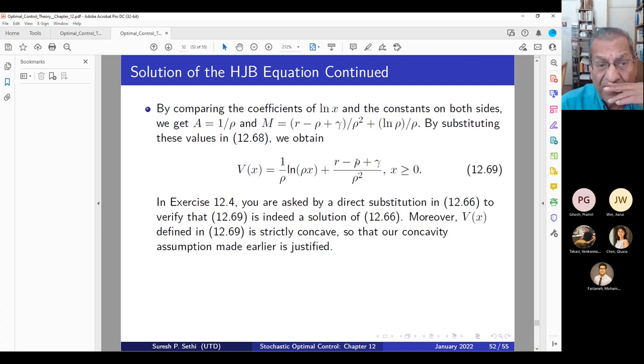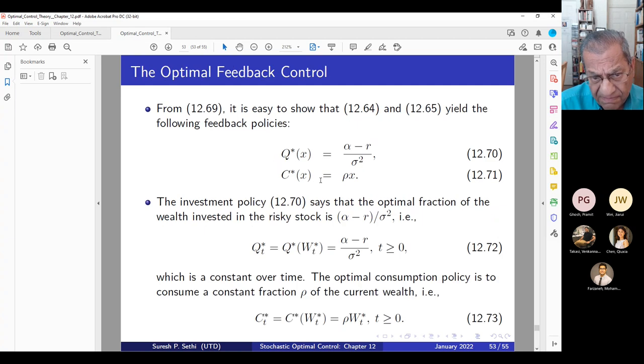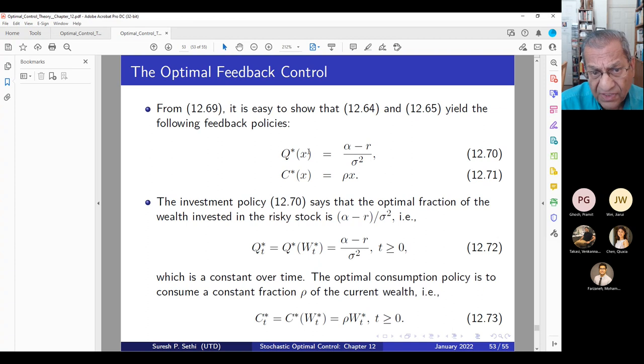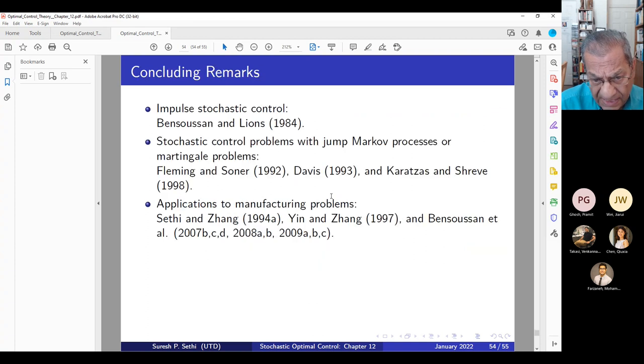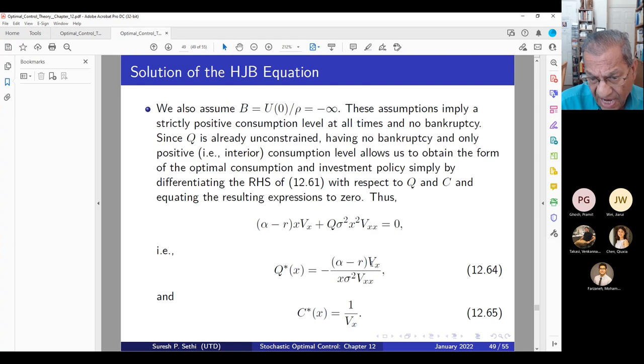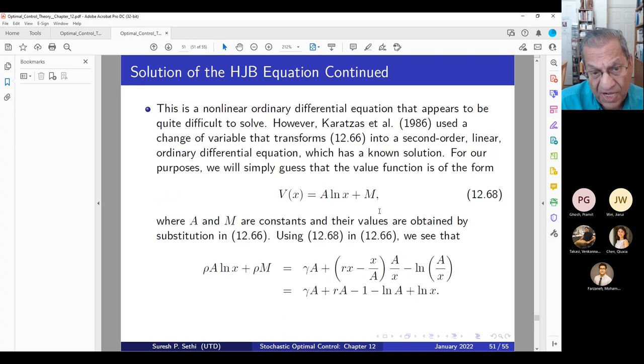And by substituting these values back in v sub x, I get this. So I actually solve for the value function completely. And once you solve this, we have a formula for q star x, which is given by this. I know v, so I know v sub x, I know v sub xx, I can substitute that, and I can find q star x.